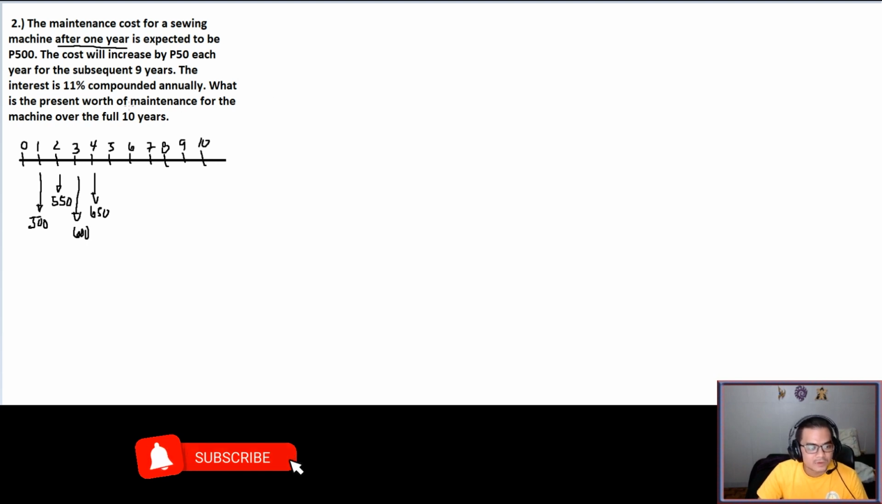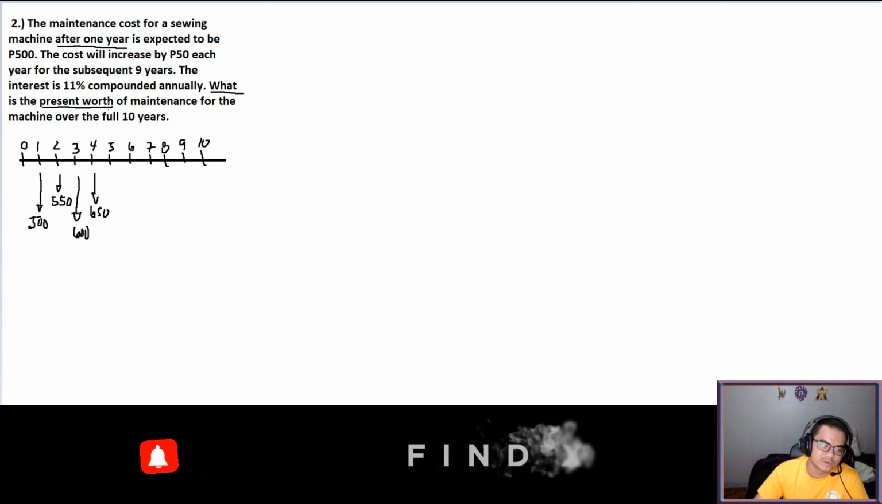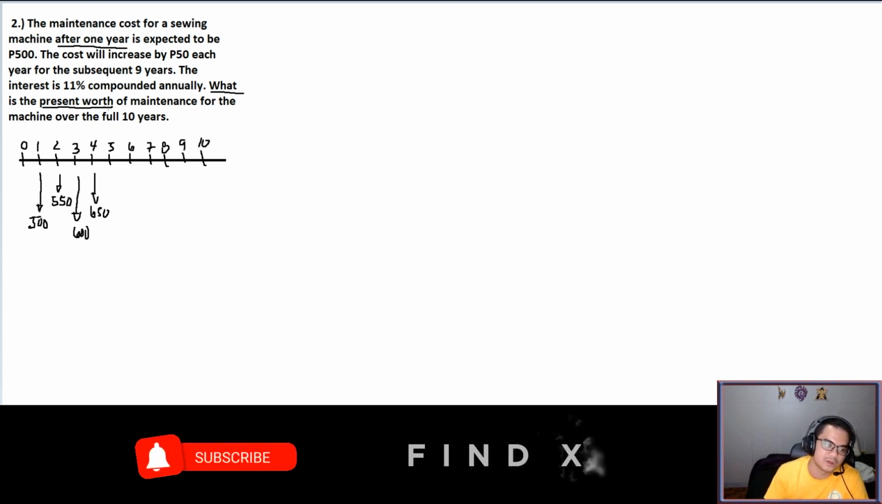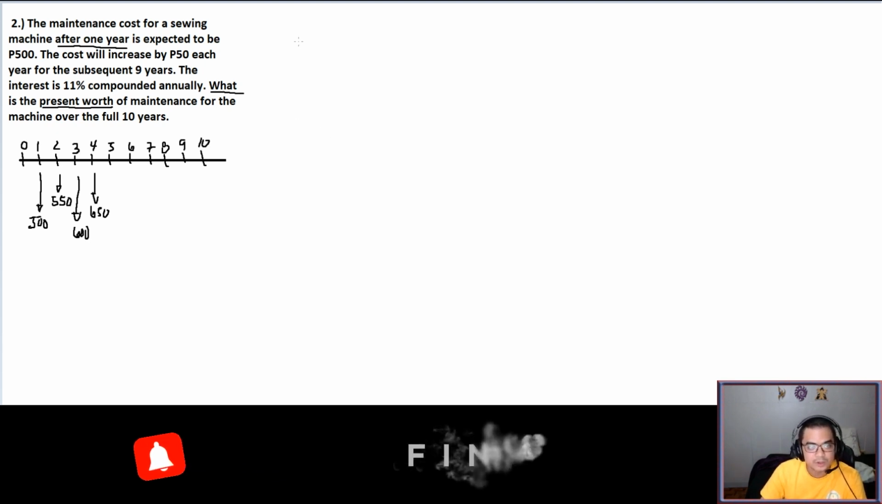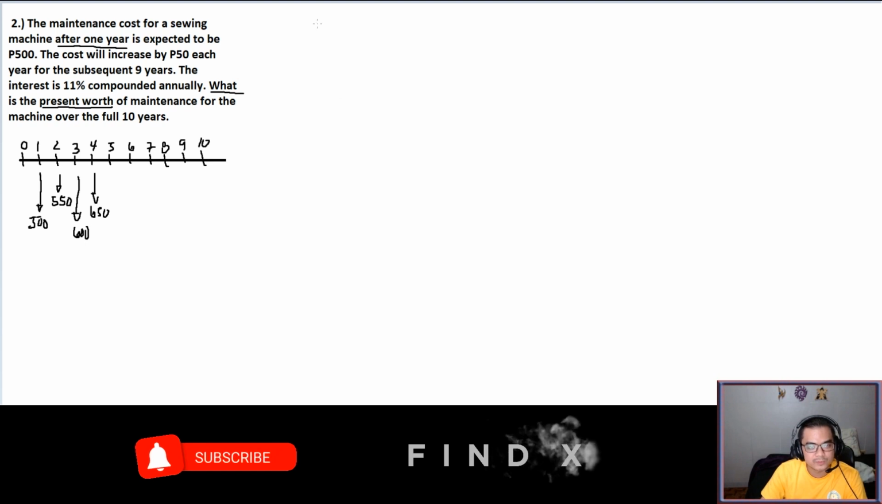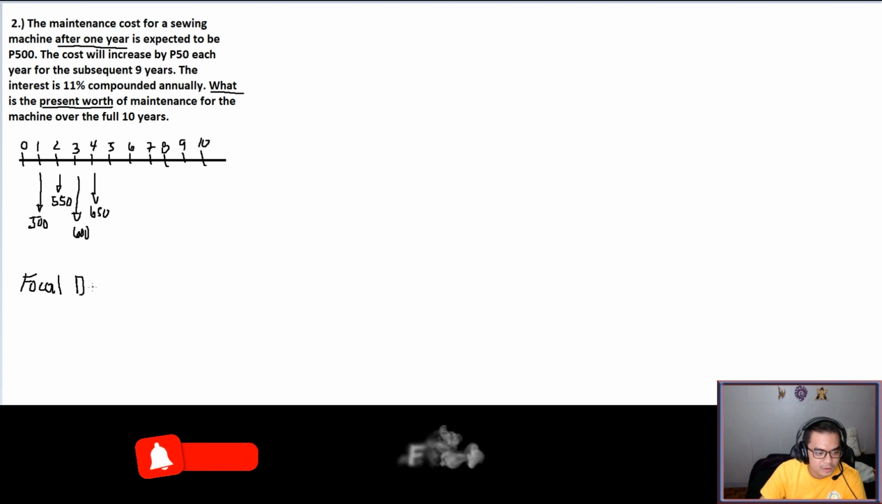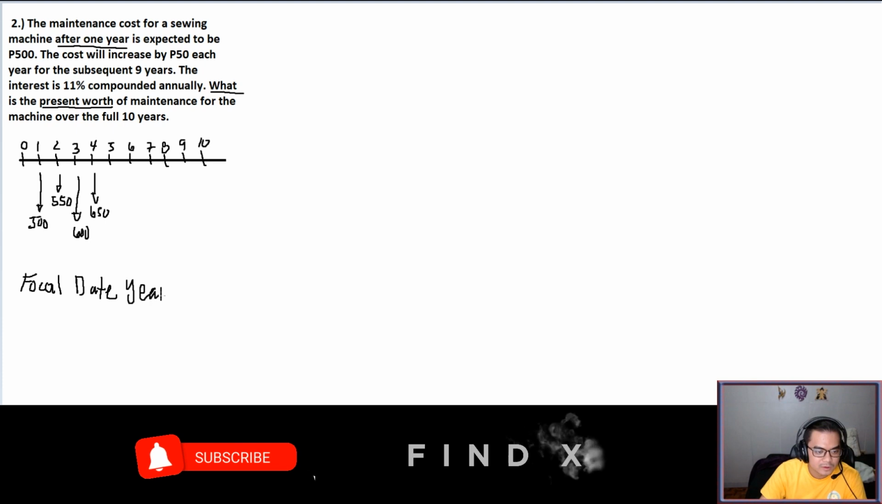Now, we are asked to find the present worth. So that means we have to bring all of these values into year 0. So present worth to year 0. Okay, now let's remember that the focal date must be year 0.